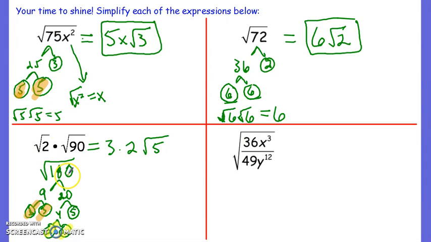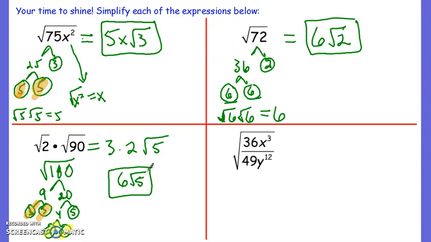2 times 90 was 180. I broke that into a 9 and a 20. A 20 was a 4 and a 5. Well, 9 is a couple of 3s, so I put that 3 on the outside of my square root. A couple of 2s, again, a pair of 2s, also goes on the outside. And that leftover 5 is going to be left underneath. Well, 3 times 2 on the outside will become 6. And the square root of 5, essentially, can't do anything about that. We're just going to leave that behind.